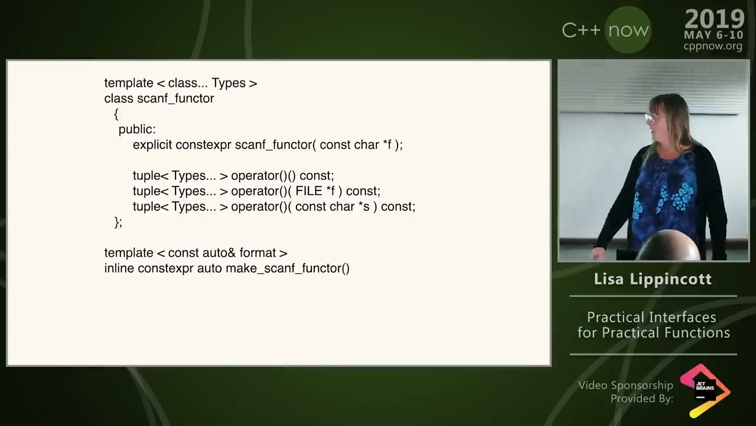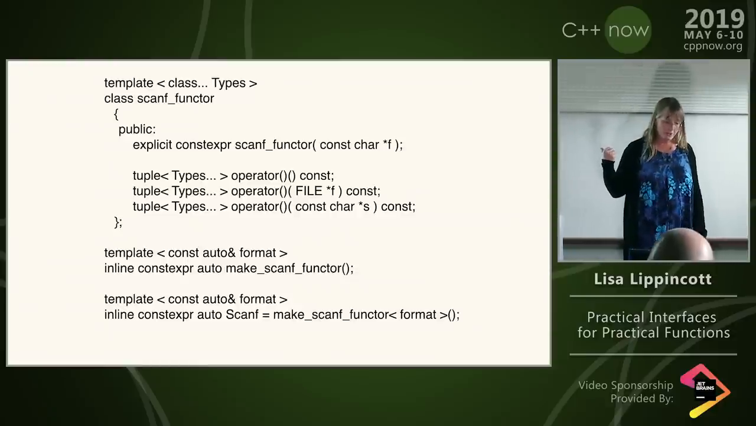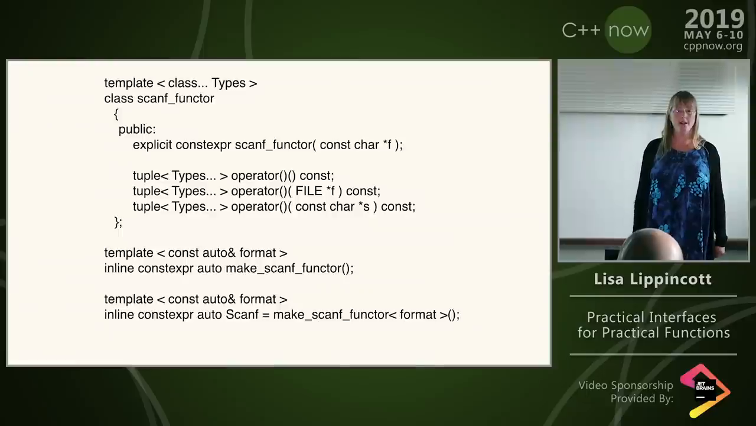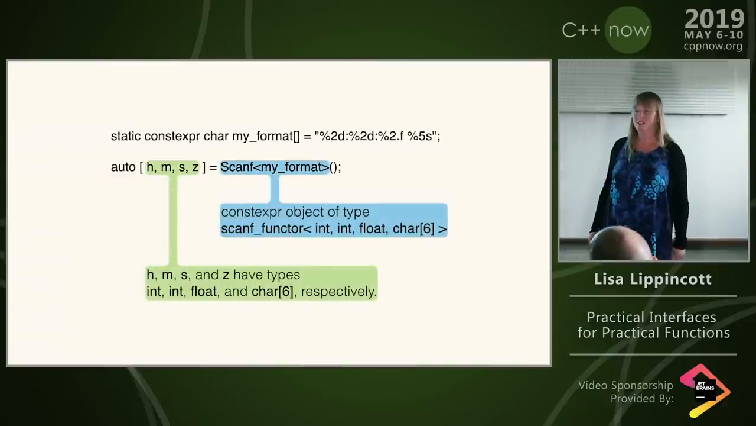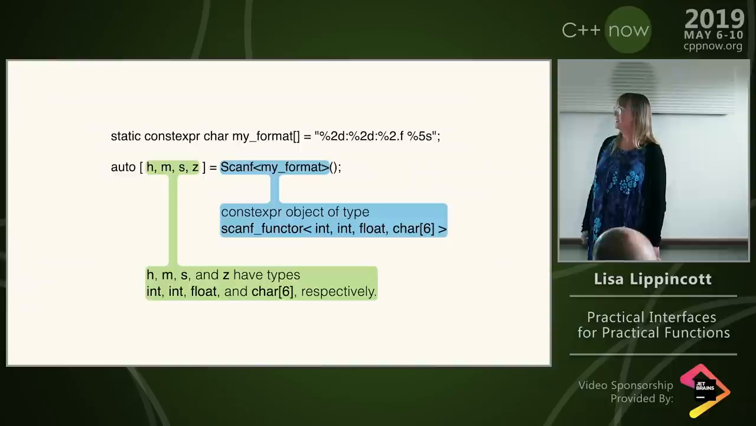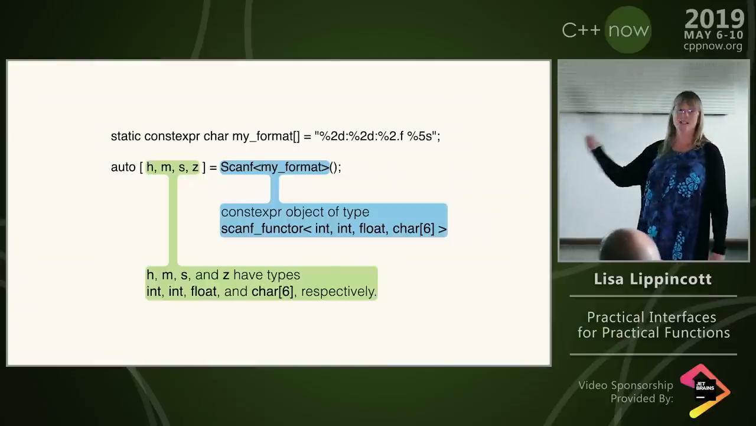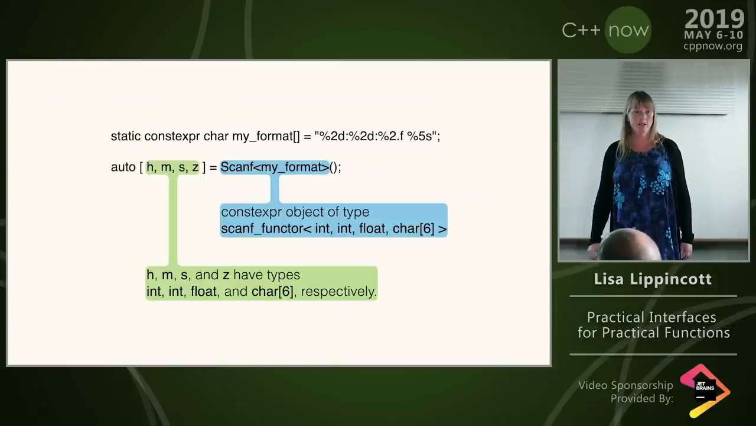And once we have that, we can just declare a global variable that is scanf with our appropriate format. And that lets us have a fairly nice syntax for using scanf. Here we say scanf my format, parentheses, and that's a constexpr object that is our functor, and it hands us nice results of the appropriate type according to the scanf string.